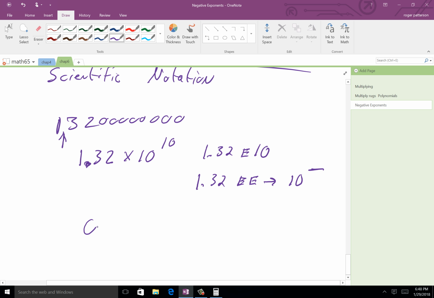If we have one going the other way, like this, again we need to have one number to the left. So I count 1, 2, 3, 4, 5, 6. So this would be times 10 to the 6th. But because we started with a small number rather than a large number, we're going to have a negative exponent. So it would be 4.63 times 10 to the negative 6th. Right?